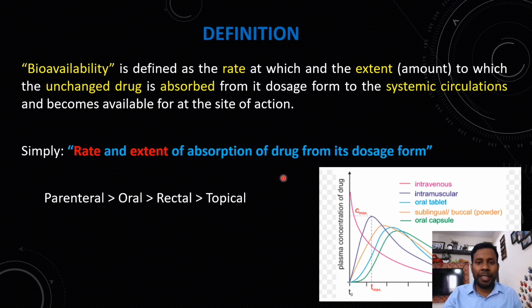This is bioavailability. Now, the route of drug administration also has a major impact on drug bioavailability. The order is first parenteral, followed by oral, followed by rectal, followed by topical. In case of parenteral route, there will be the highest drug bioavailability because the drug is directly given into the systemic circulation. So all the drug will be biologically available to the blood circulation. Hence it will be highest in parenteral, followed by oral route, followed by rectal route, then last is topical route.